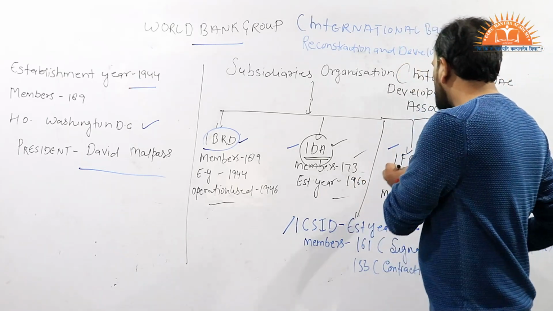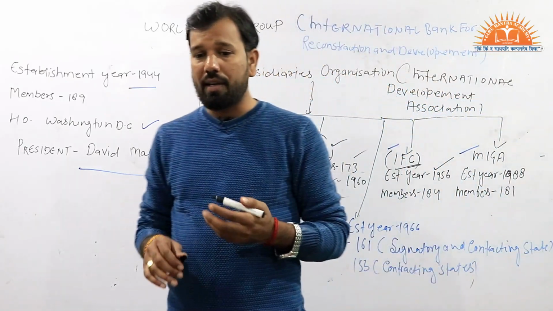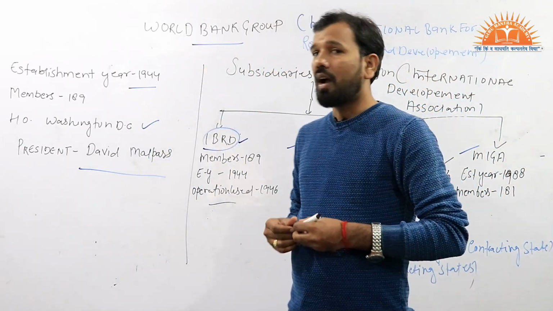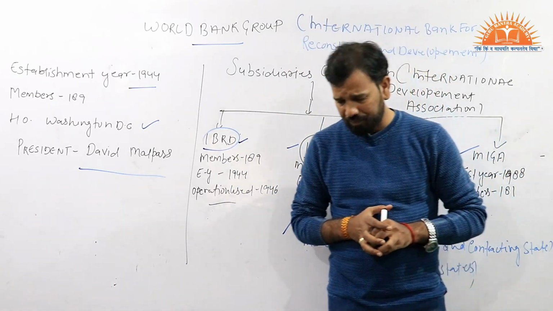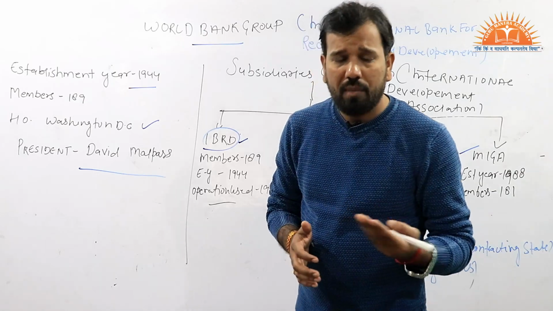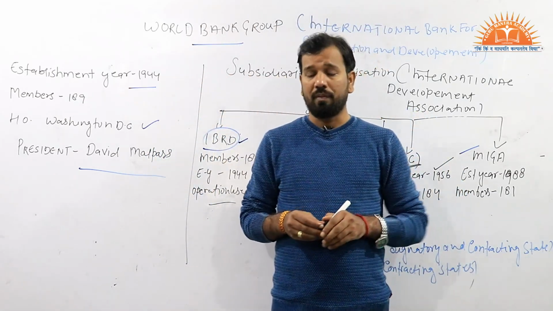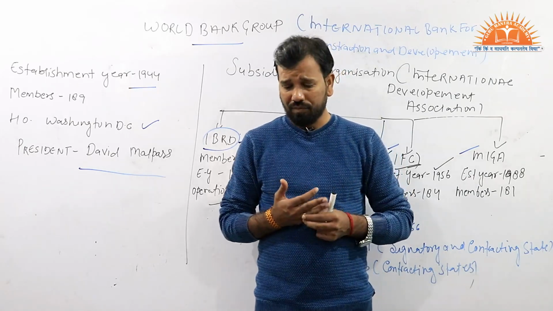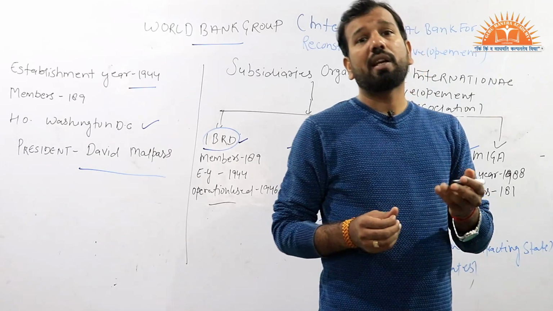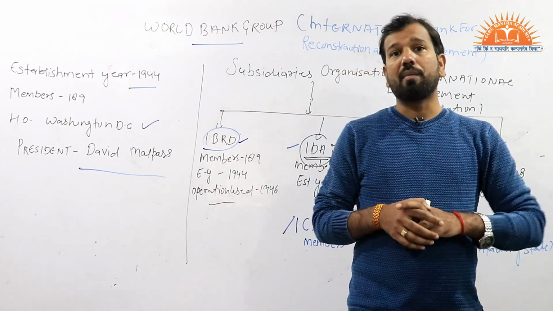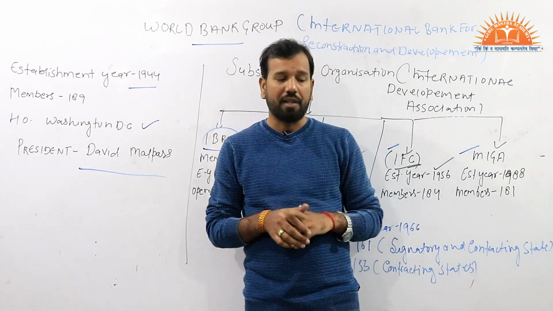But the IFC doesn't deal with eliminating poverty or directly providing loans to the countries. IFC is mainly for improving private sector investment. Whatever loans and monies they provide go to multinational corporations, which is basically used to upgrade the living standard. If there are n number of MNCs coming into your country, then automatically your living standard will be raised.